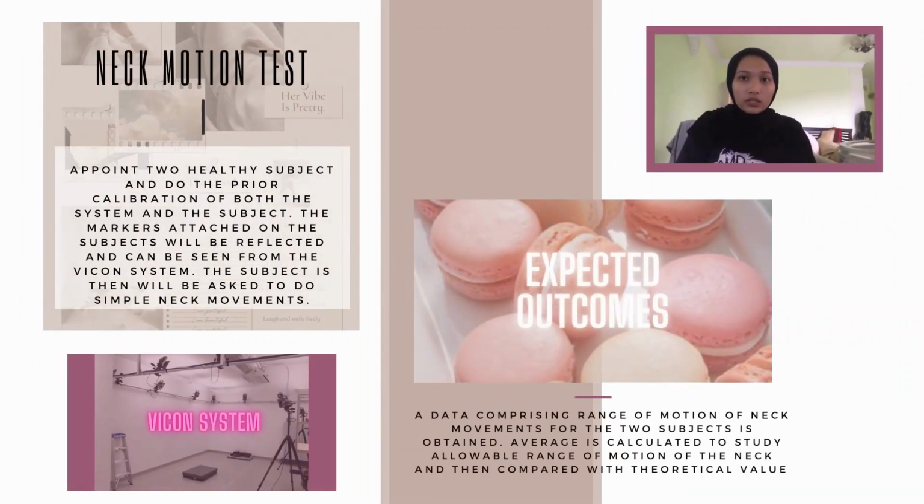The expected methodology of this experiment is, firstly, we need to appoint 2 healthy subjects with no history of neck disease, and next, we need to set up the Vicon system and calibrate it. After that, calibrate the subject by measuring the length of specific body parts required by the system, attach system markers, and use the full body motion function in the system. The subject is then required to do neck rotation, neck flexion, neck extension, and neck lateral flexion, and the motion will be captured by the system.